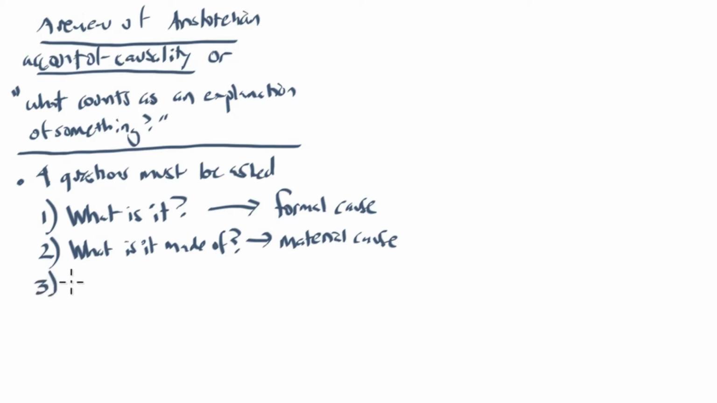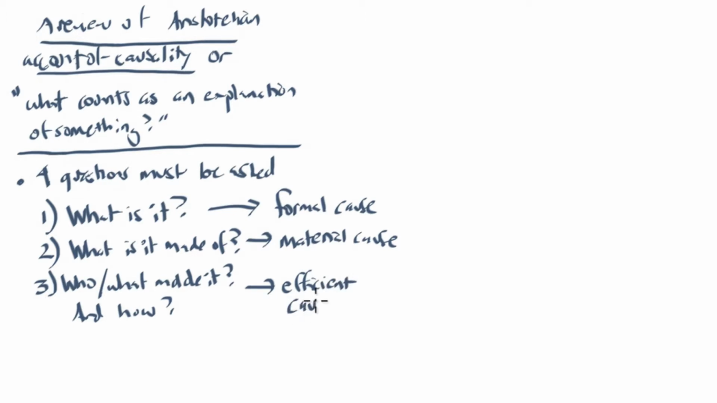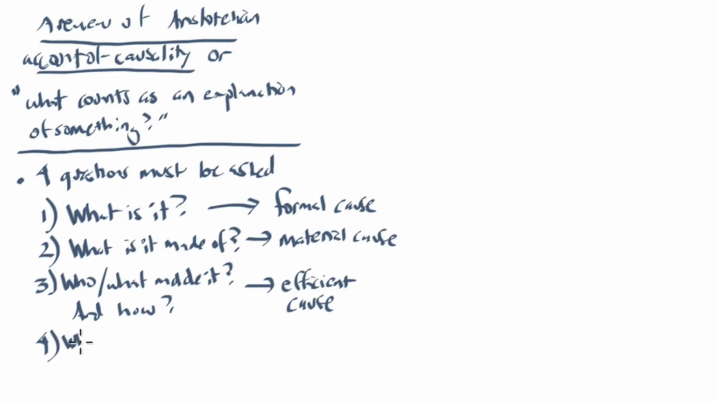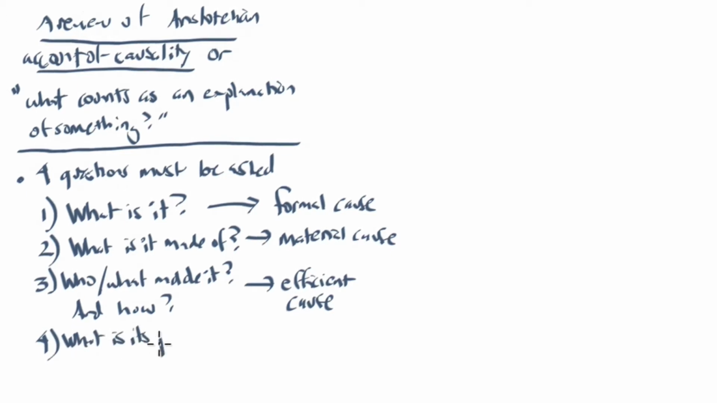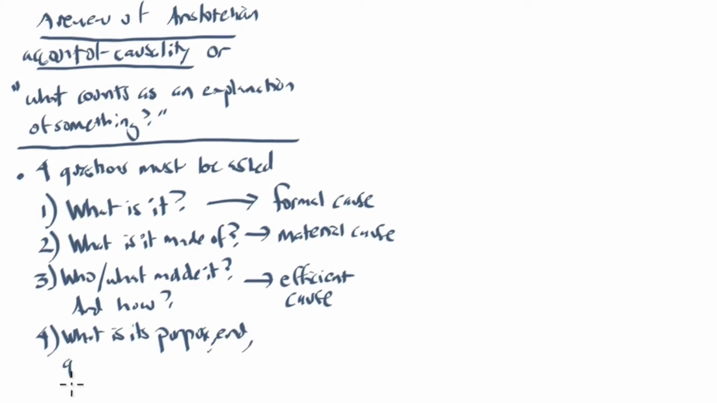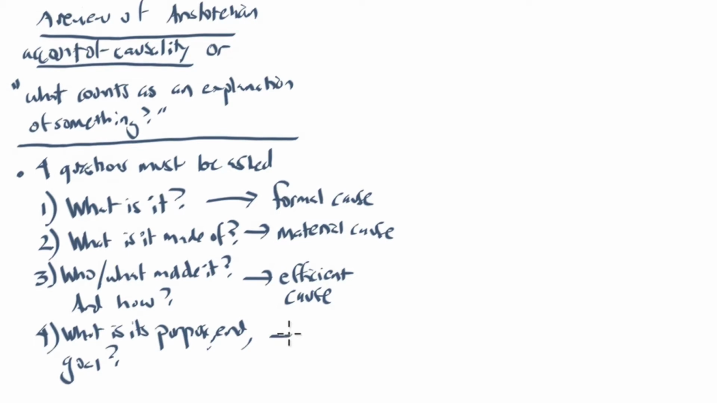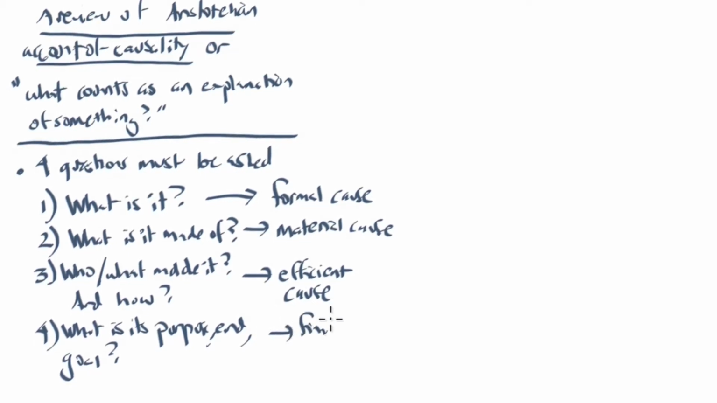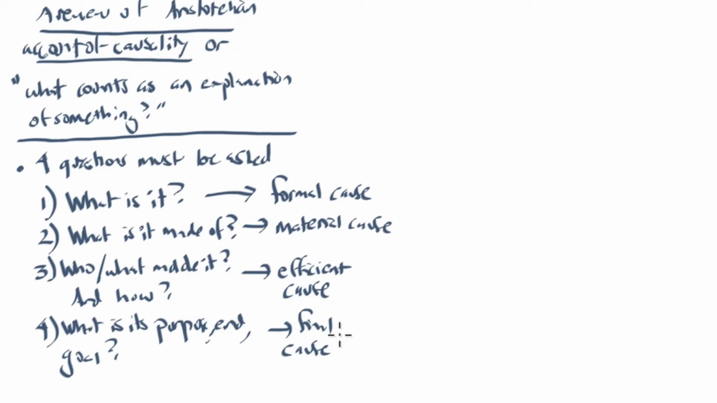The third question is, who or what made it and how? And the answer to that will give what is called the efficient cause of the thing we're trying to explain. And finally, the fourth question is, what is its purpose? Its end or its goal, depending on how you want to put it. And that would be, according to Aristotle, the final cause of the thing.